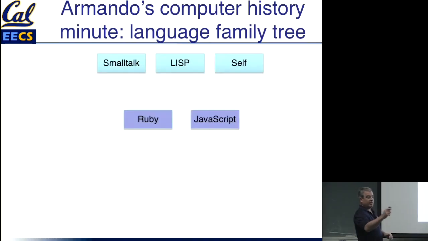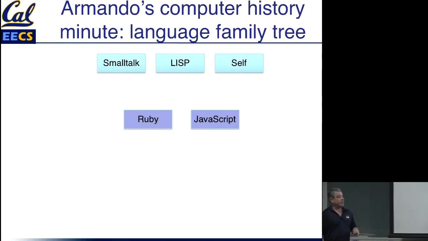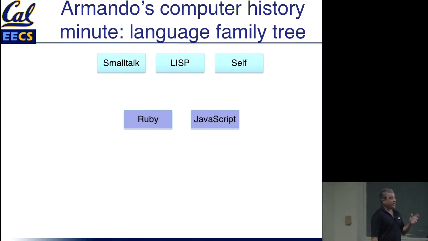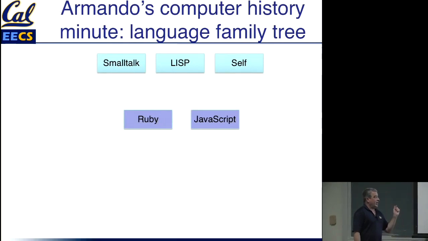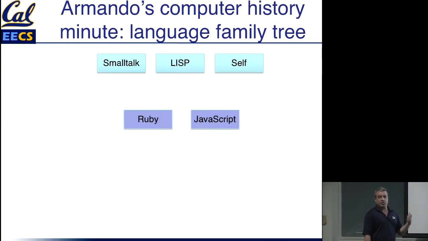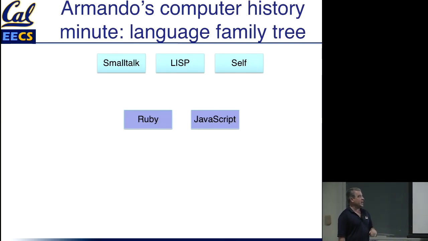Since we haven't had a computer history minute in a bit, I thought this might actually be an appropriate place for one, because as it turns out, the two languages that we've been using in this class actually have a lot of common ancestry. So the languages Smalltalk, Lisp, or Scheme if you prefer, which is sort of a Lisp dialect, and Self, which is a lot less well known, are intellectual ancestors of both Ruby and JavaScript in important ways.